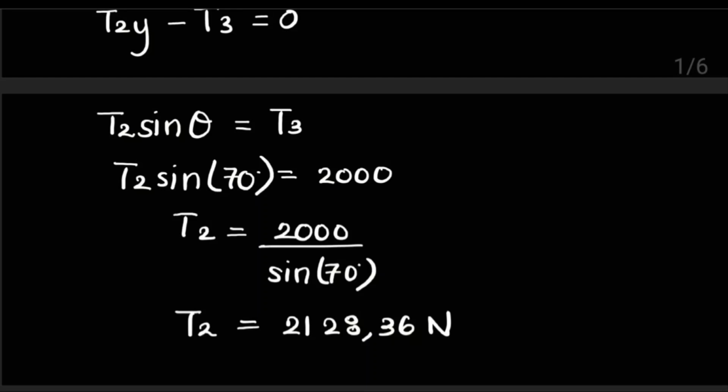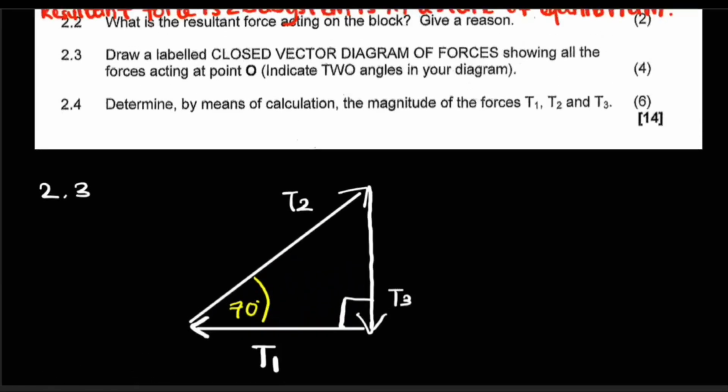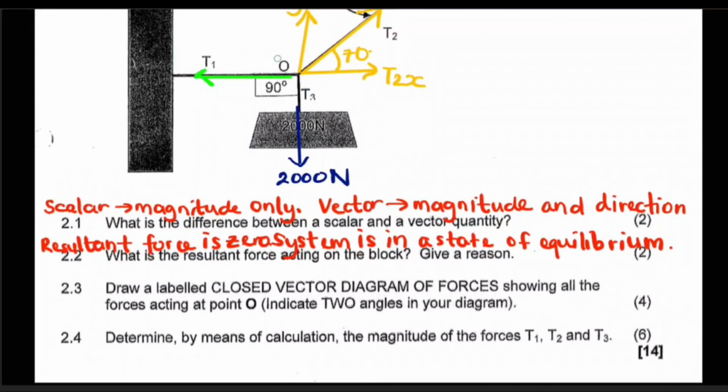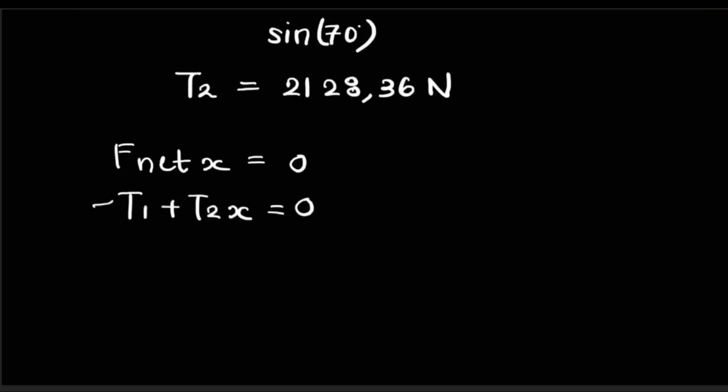So far we know what T3 and T2 is. Now we're just left to get T1. Going back to our diagram, T1 is acting horizontally. So to calculate T1, we're now going to work in the horizontal direction. So in the x direction, we're going to get F net x is equal to 0. When we expand, we have T1 to the left, so that would now be negative. And we have T2x to the right.